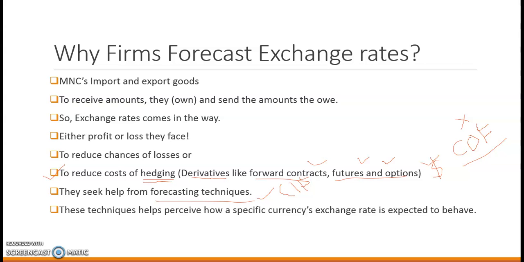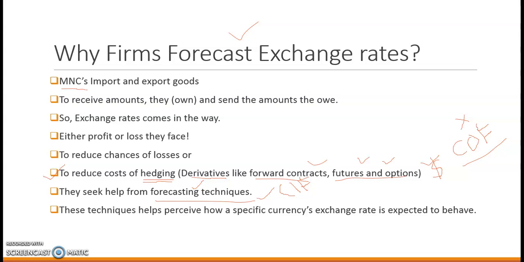And also, with the forecasting techniques, there are certain decisions that firms need to make to increase the cash inflows, right? So we will learn in this chapter about the forecasting techniques as well as the decisions that they should take. Who should take them? MNCs. I'm talking about MNCs. MNCs should make those important decisions in order to reduce their losses and increase the benefits.